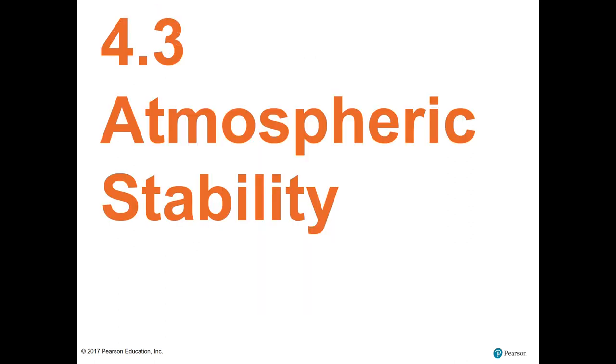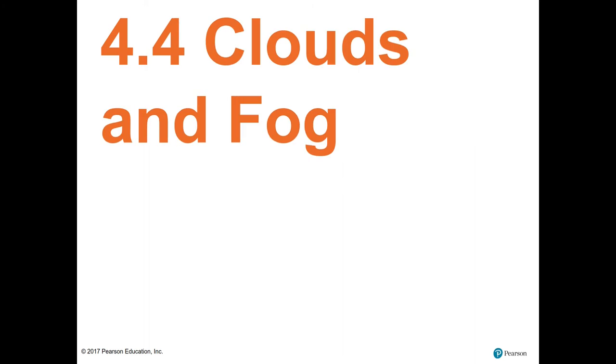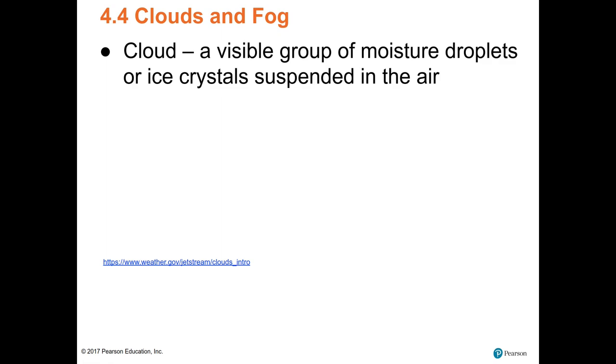Atmospheric stability. Clouds and fog, it's just kind of fun. Although clouds tell you an awful lot about the atmosphere. Definitions: cloud, it's a collection of moisture droplets. Yeah, clouds are made up of liquid water. If you can see the water, it's either liquid or solid. If you can see it, it's ice or it's liquid. If you can't see it, it's a gas.